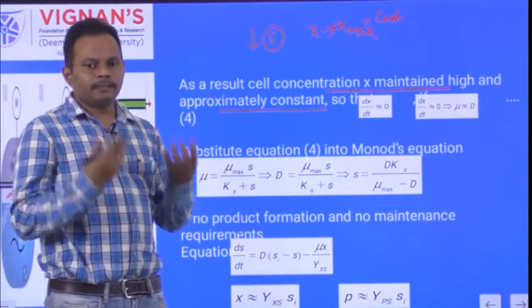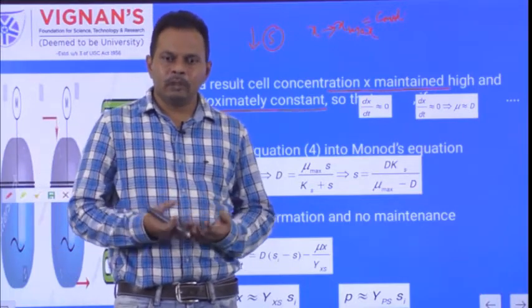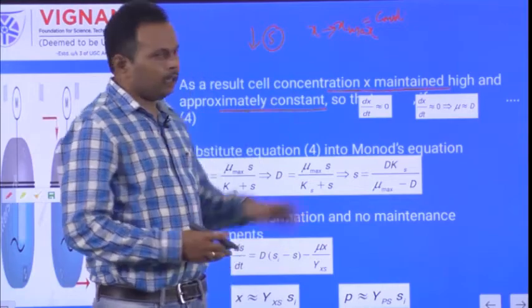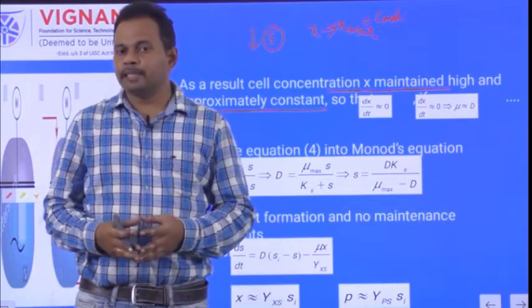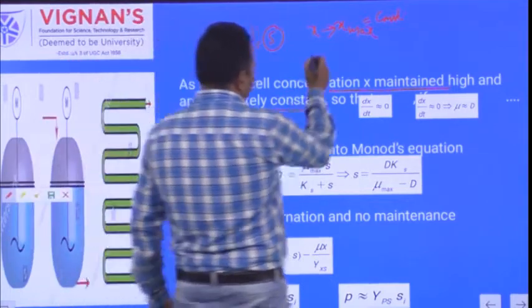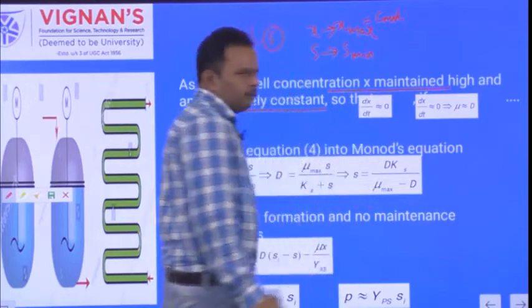Since the cells are already at high cell density, whatever amount of substrate you add, low or high, all the substrate is consumed by the cells and the cell concentration reaches the maximum value. And what happens to the substrate concentration? It reaches the minimum value. S reaches the S minimum.